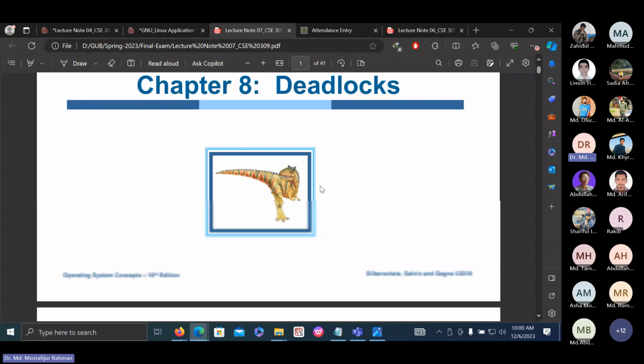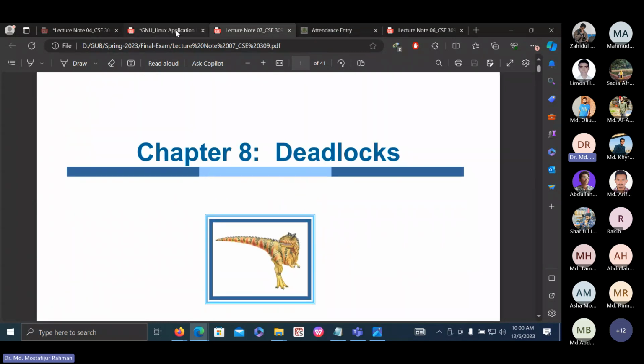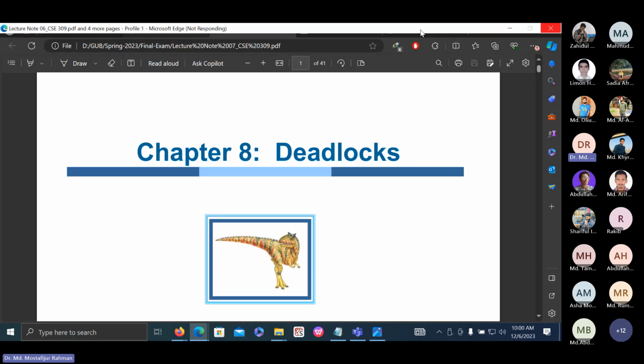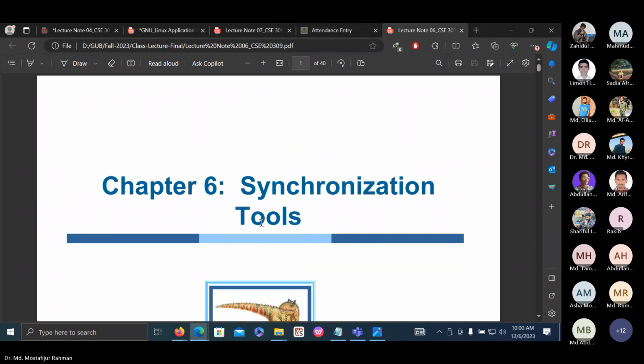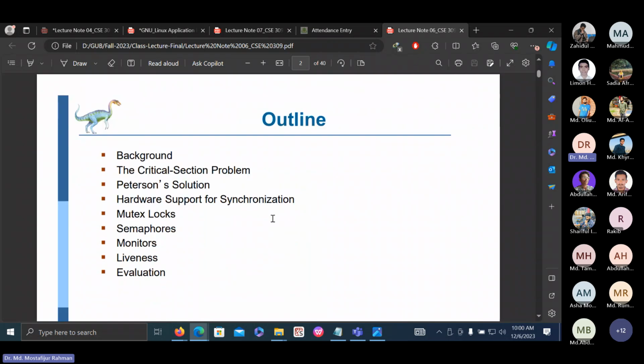Today we have a detailed discussion on synchronization tools. So these synchronization tools and their lock are related, they have a relation. These two chapters have a relation, we can see here. So synchronization tools, we have seen, the discussion points: background, critical section problem, Peterson solution, hardware support for synchronization, mutex lock, semaphores, monitors, liveness, and evaluation. These are the discussion topic outlines.